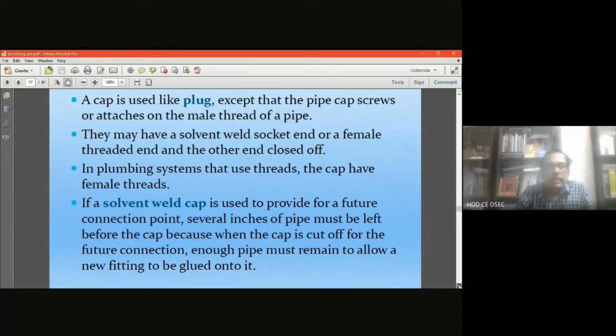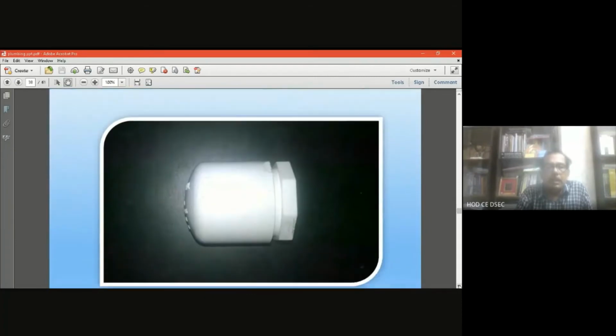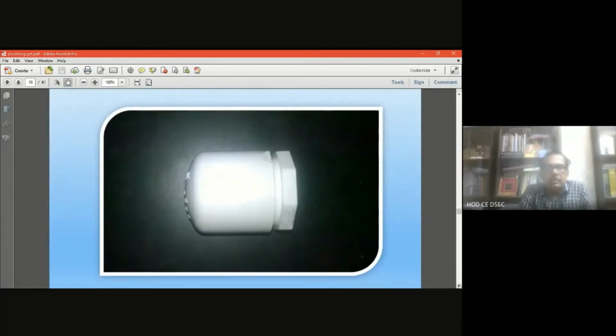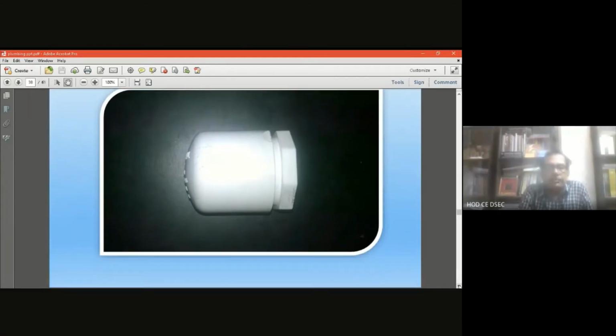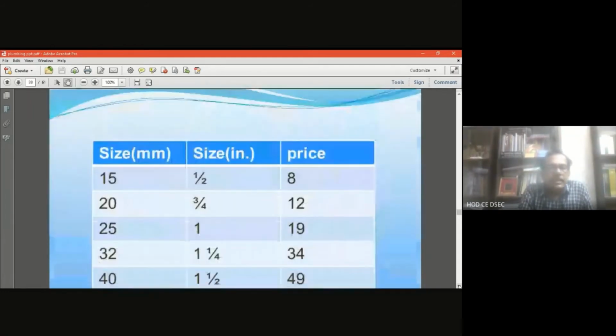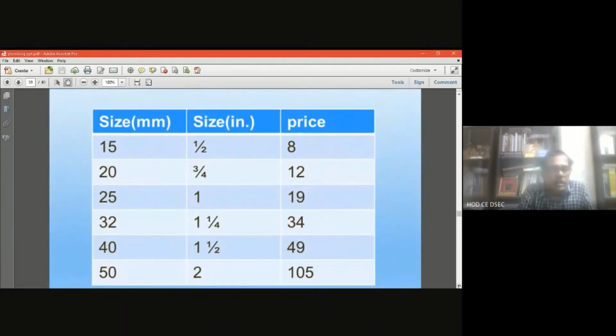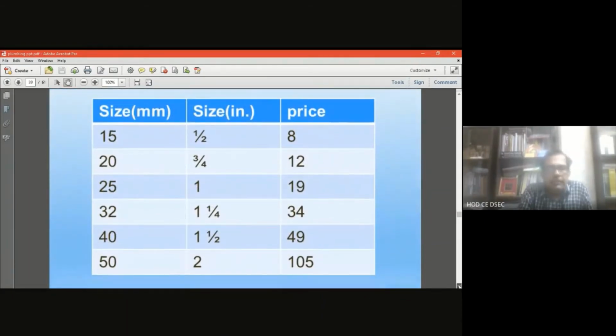So this is the thing. This is plugging. I am showing you the closed end. One example I have shown you. What is the size? 15, 20, 25, 32, 40, and 50.